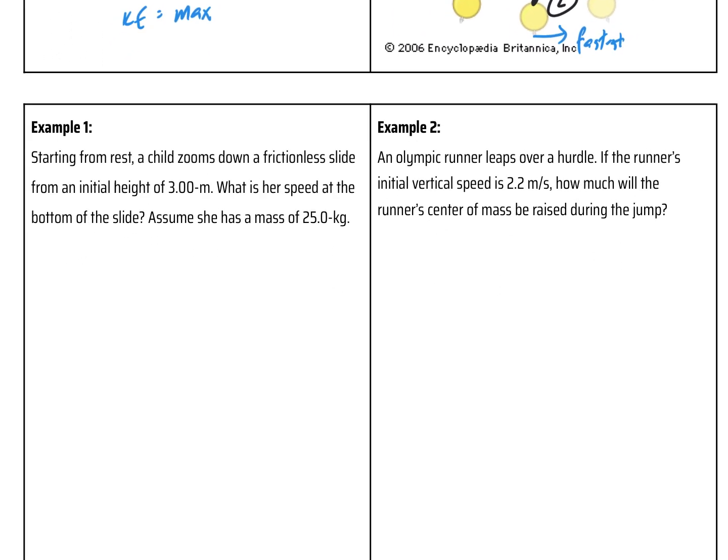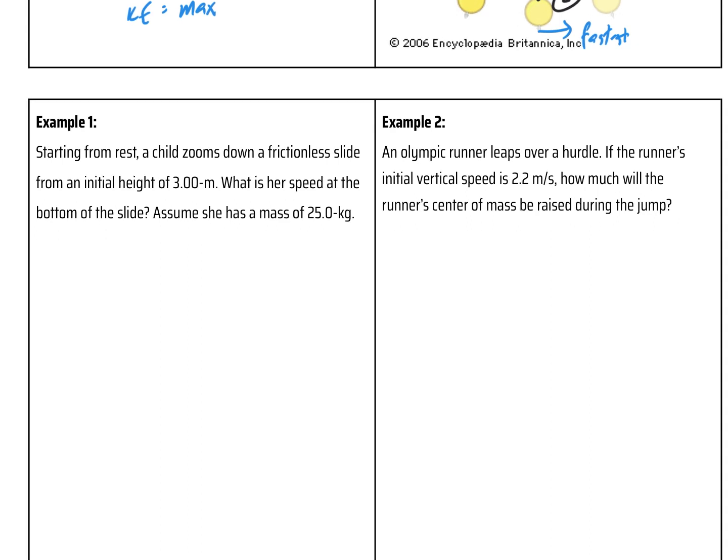So a quick example: we have someone starting from rest, sliding down a frictionless slide. The frictionless part is really important, right? It's not going to take away any work, for example. Our picture looks like this. We have our slide here, and we're going to have two positions: position 1 at the top, position 2 at the bottom. The givens: they start from rest and zoom down the slide. It has an initial height of 3 meters. What is the speed at the bottom of the slide?